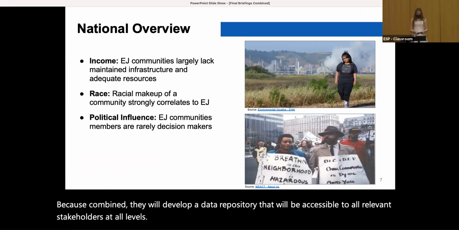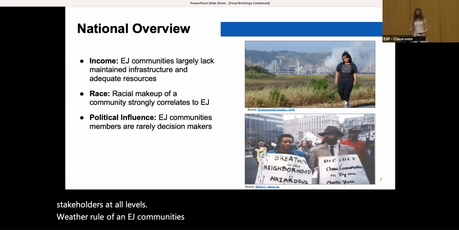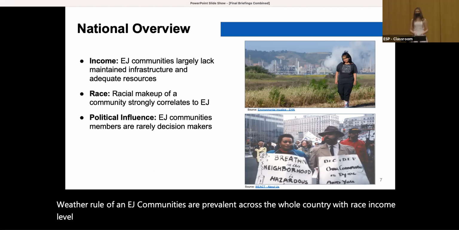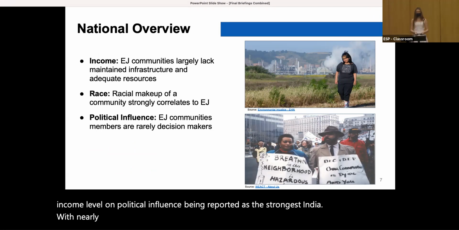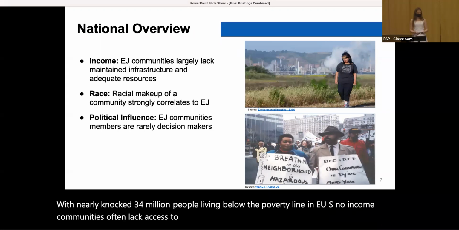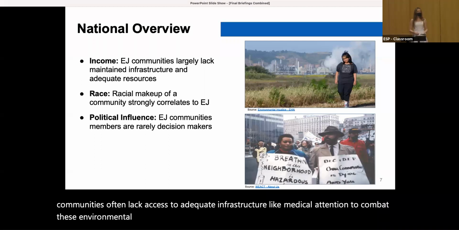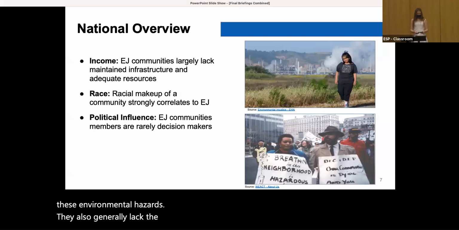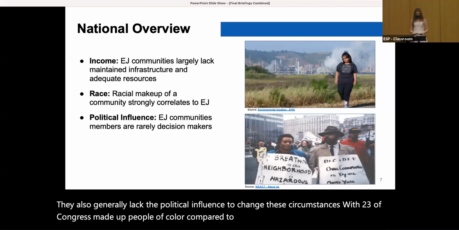Whether rural or urban, EJ communities are prevalent across the whole country, with race, income level, and political influence being reported as the strongest indicators. With nearly 34 million people living below the poverty line in the US, low-income communities often lack access to adequate infrastructure, like medical attention, to combat these environmental hazards. They also generally lack the political influence to change these circumstances, with 23% of Congress made up of people of color compared to 40% of the United States.